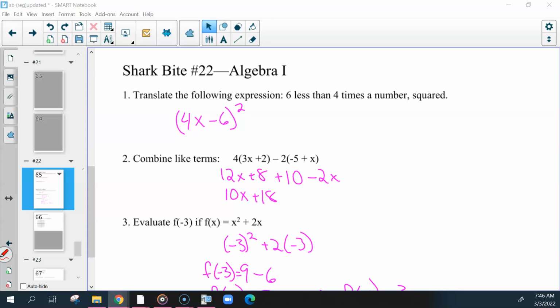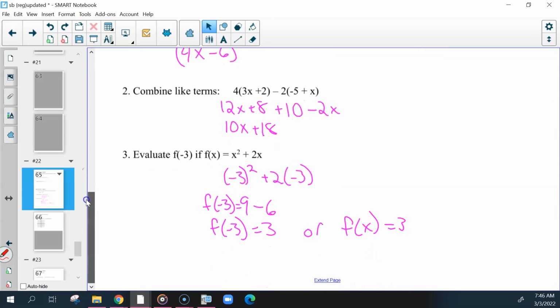And then for the third one, evaluate. So we're going to put negative 3 in for all of our x's. When we do that, we get positive 3. So f of negative 3 equals 3, or f of x equals 3. Questions on any of those?